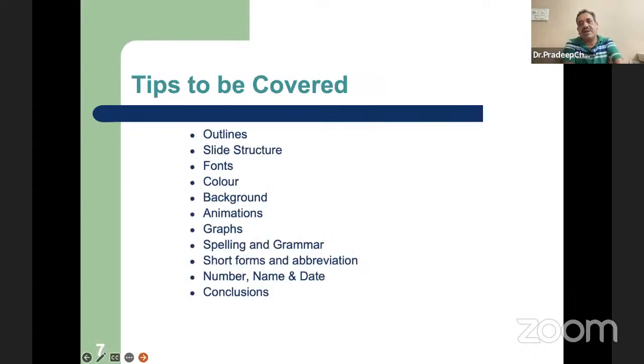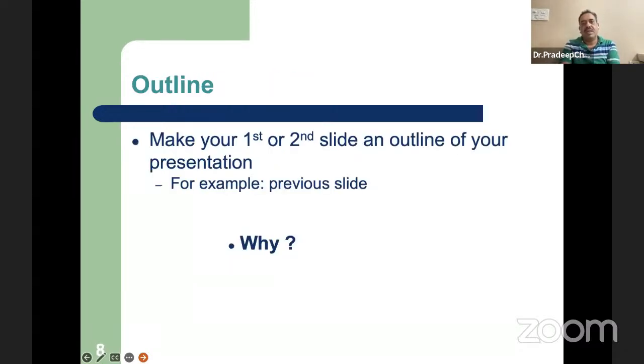What tips to be covered: the outline, the slide structure, fonts, color, background, animations, graphs, spelling and grammar, short form and abbreviation, number, name, and date, and conclusion. This is the outline of today's talk, what we are going to discuss. Make your first or second slide on outline of your presentation. For example, in the previous slide, I have given the description of what I am going to talk about in this presentation.